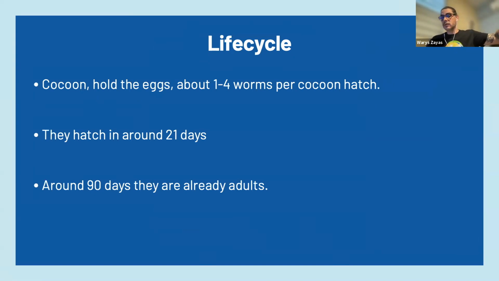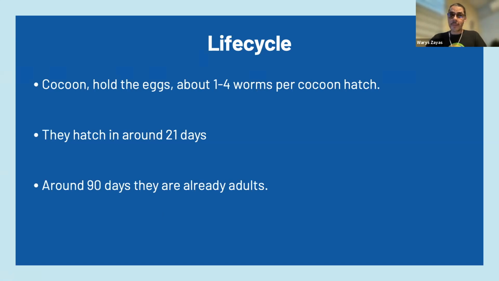Once the cocoon is in the soil, it will take around 21 days for the new earthworms to hatch. Okay, 21 days is an average number, so it depends on the species. One will take just 14 days, others around 20, 28, or 30 days. Once they hatch, they reach adulthood on average around 90 days. That is when they are ready to keep reproducing themselves, right?